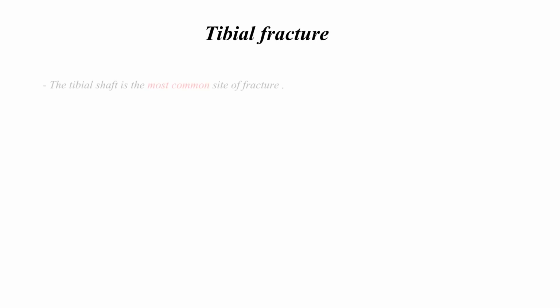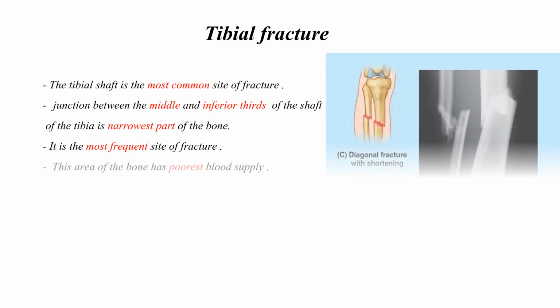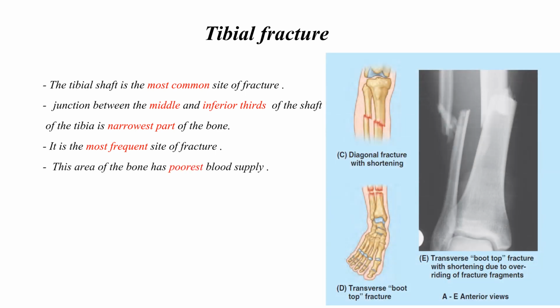Tibial fracture. The tibial shaft is the most common site of fracture. The junction between the middle third and the inferior third of the shaft of the tibia is the narrowest part of the bone. It is the most frequent site of fracture, the junction between the middle third and the distal third of the tibia. This area of the bone has the poorest blood supply.